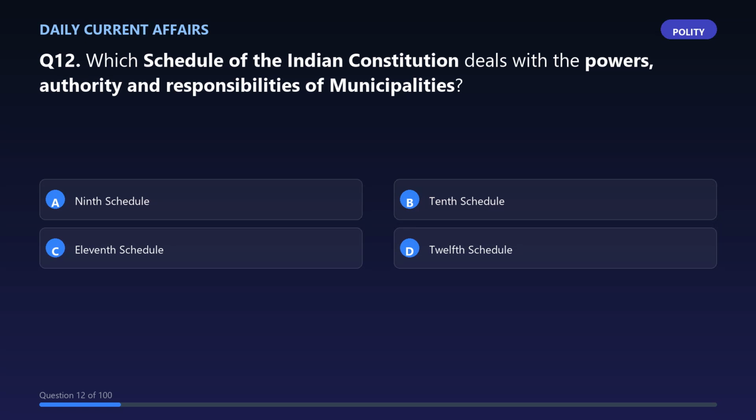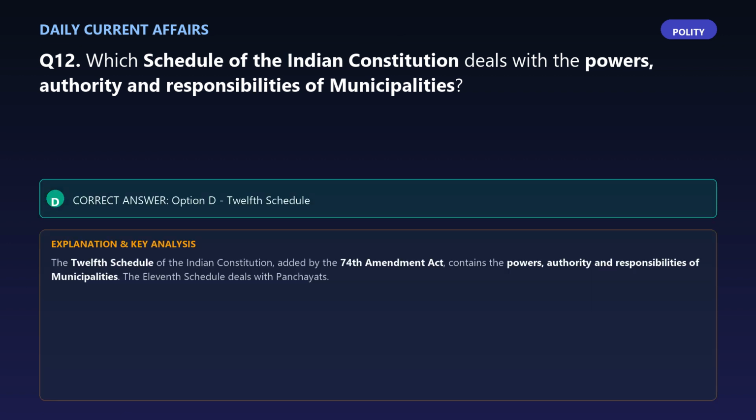Question 12. Which schedule of the Indian Constitution deals with the powers, authority and responsibilities of municipalities? The correct answer is option D, 12th schedule. Explanation: The 12th schedule of the Indian Constitution, added by the 74th Amendment Act, contains the powers, authority and responsibilities of municipalities. The 11th schedule deals with panchayats.